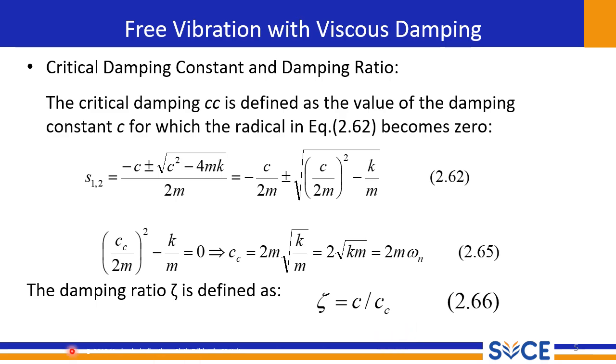Now let's define the damping ratio zeta. Zeta is simply the ratio of the actual damping coefficient C to the critical damping constant Cc. The damping ratio is a dimensionless quantity that tells us how much damping is present in the system relative to the critical damping value. It's a very useful way to characterize damping because it allows us to compare systems with different physical parameters.